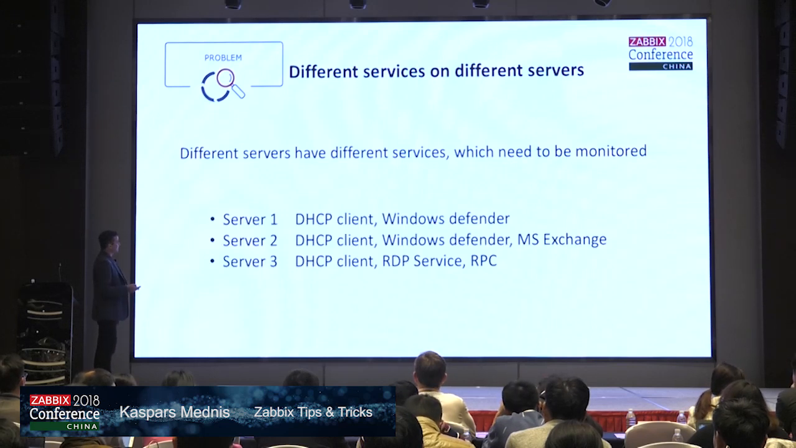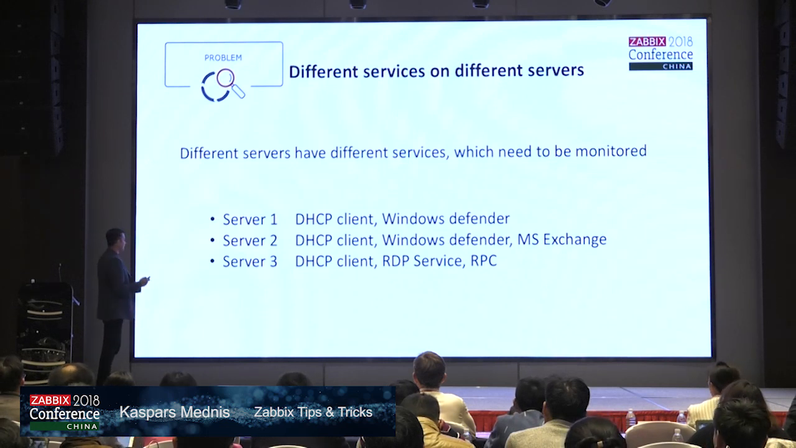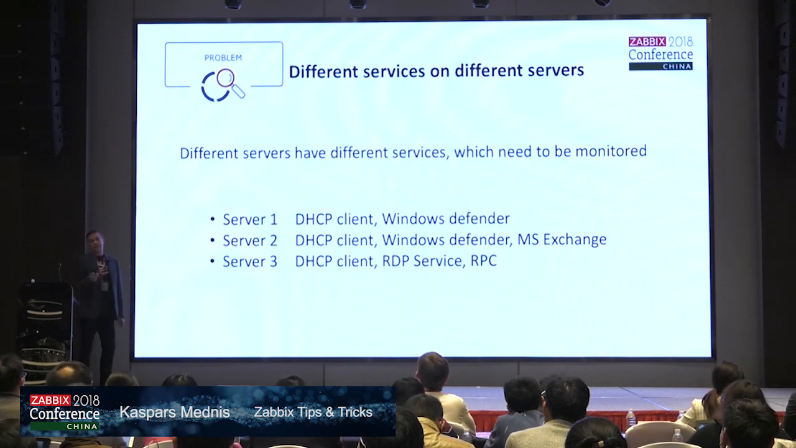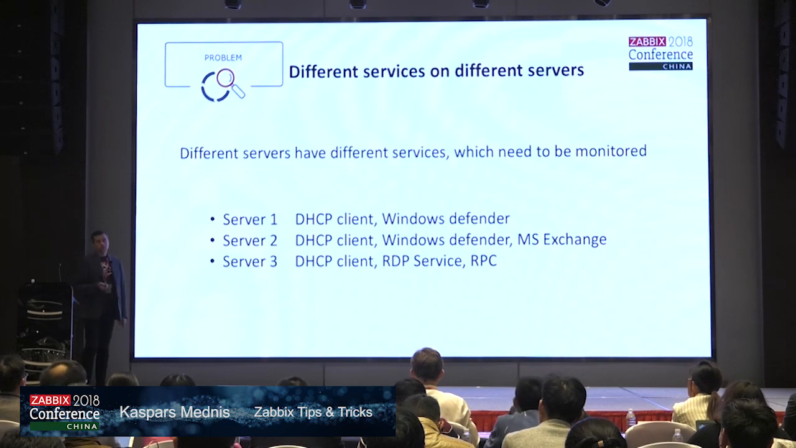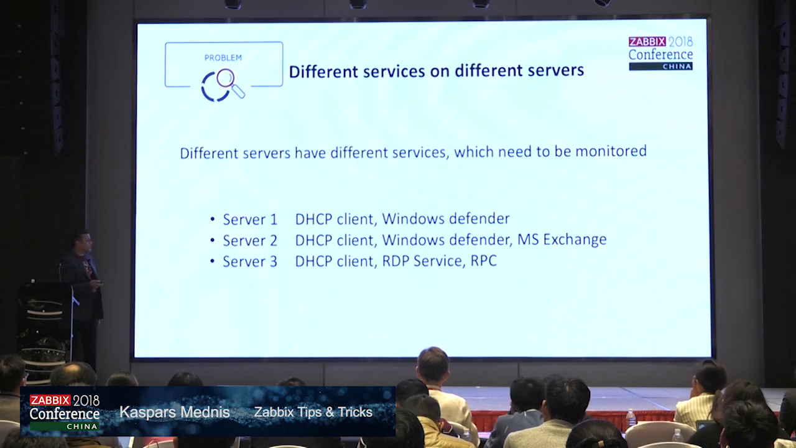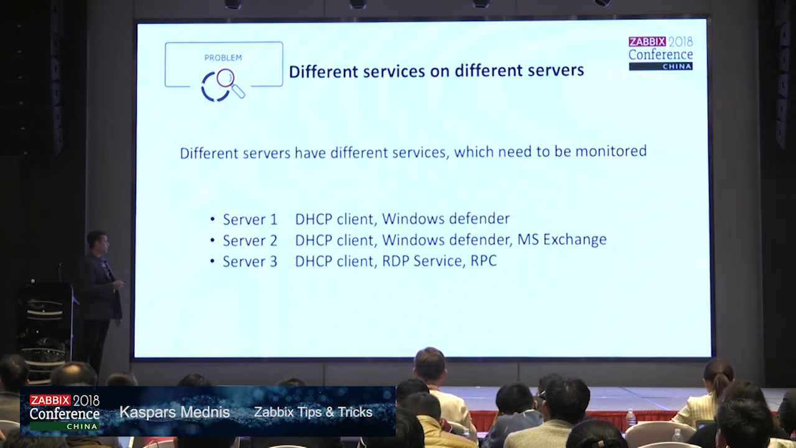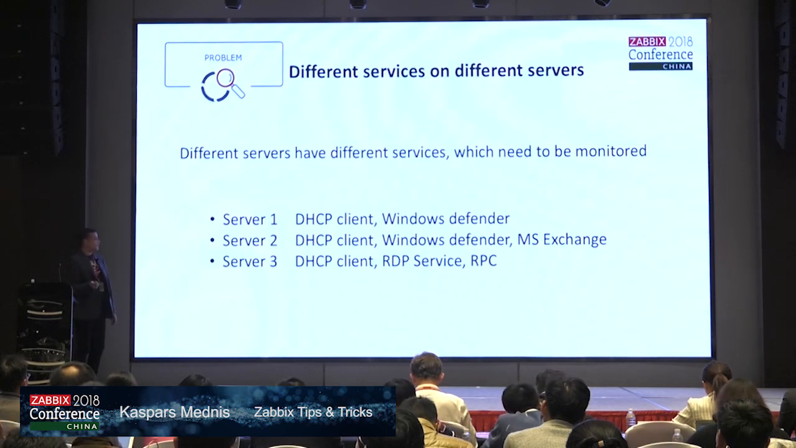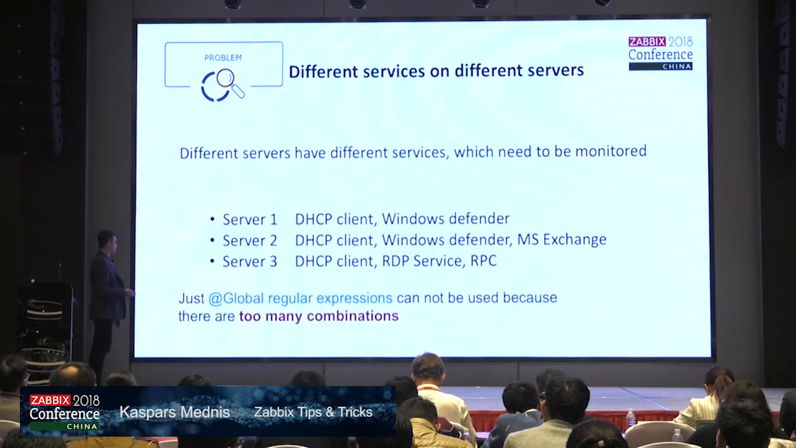Okay, next example. Maybe you need to monitor Windows services. And Zabbix has a really nice feature where you can discover Windows services. But if you use a default template, you end up with a lot of Windows services, like 30 or something like that. And you don't need to monitor them. You need to monitor only some of them. But the services may be different. Maybe on some servers you need to monitor DHCP clients, RDP services. Maybe you need to monitor Exchange. So what can you do?